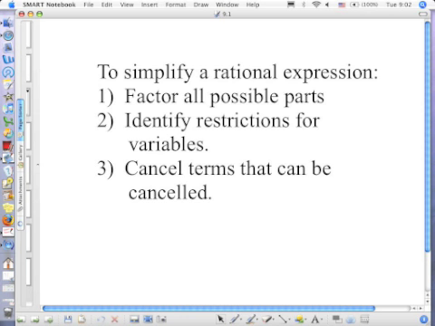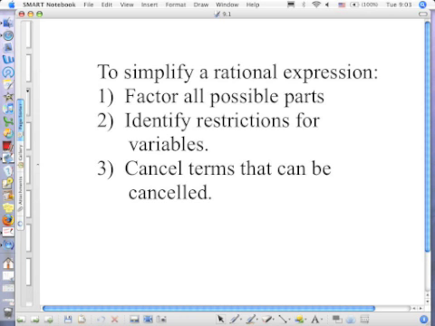After you factor, you're going to put restrictions on your variables. Now, we did this before this year. When you have fractions that contain variables, why do we restrict our variables? And which variables do we restrict? The denominator. We need to place restrictions on the variables to make sure our denominator does not equal 0 because that's undefined. Okay?